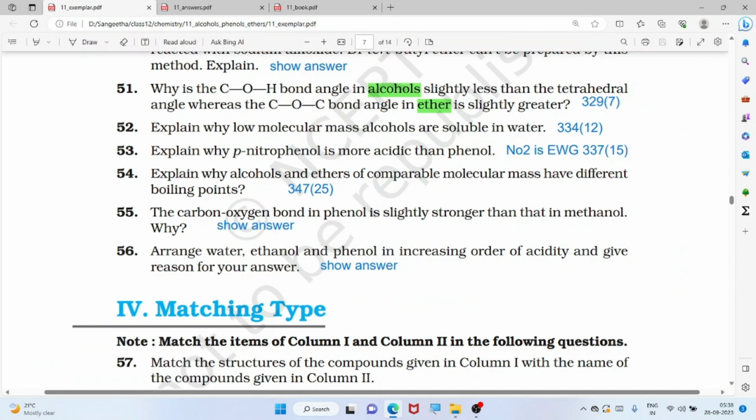Explain why low molecular mass alcohols are soluble in water due to hydrogen bonding.